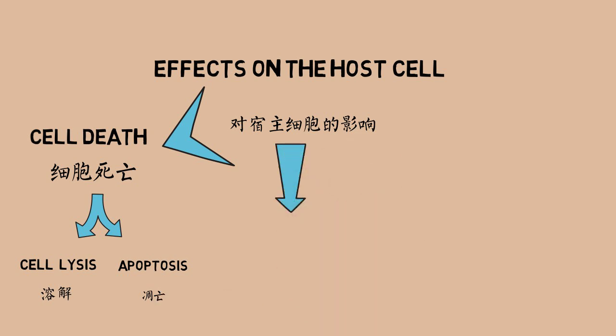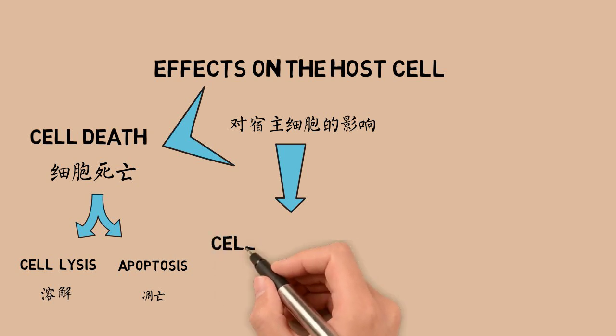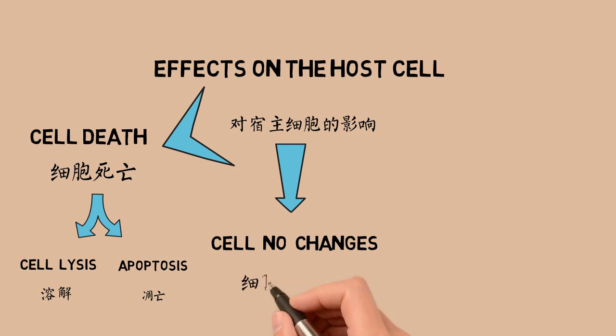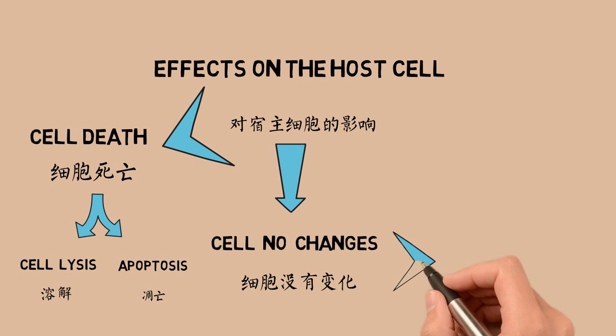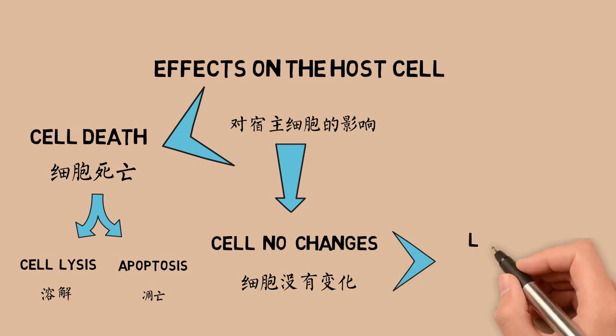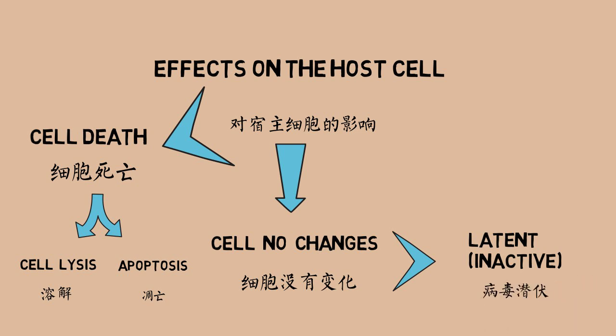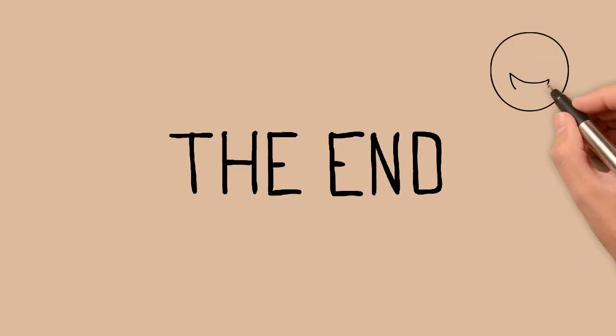Some viruses cause no apparent changes to the infected cell. Cells in which the virus is latent, inactive, show few signs of infection and often function normally. This causes persistent infections and the virus is often dormant for many months or years. This is often the case with herpes viruses. This is the basic knowledge about virus.